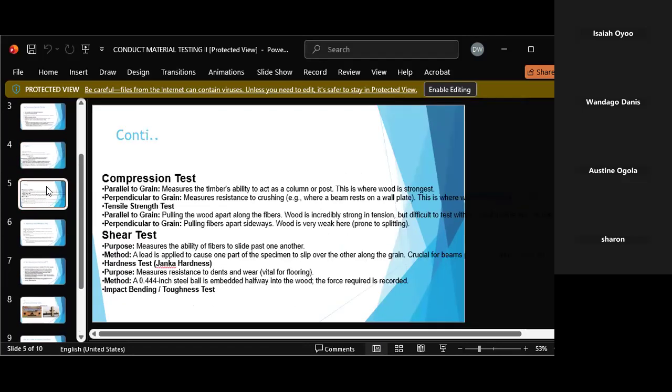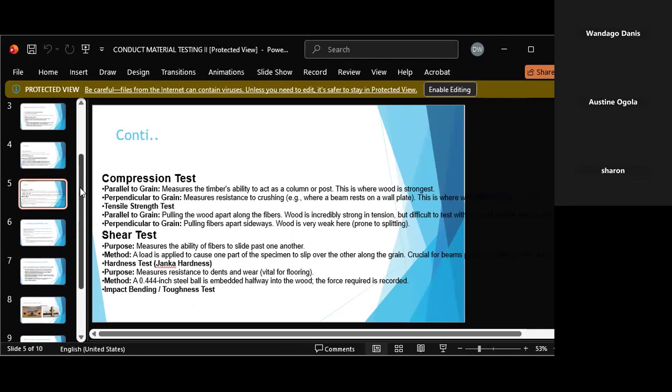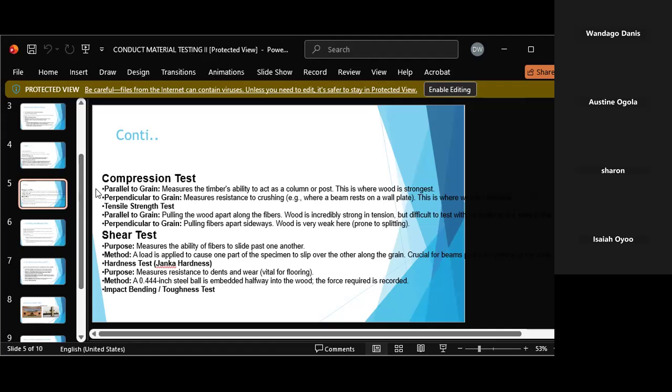I like that. Then we want to test the compression test. In the compression test, we check the parallel grain of a timber. We measure the timber's ability to act as a column or a post. It is determined in a straight position, not the vertical position. This is where a wood is strongly held in a vertical position.